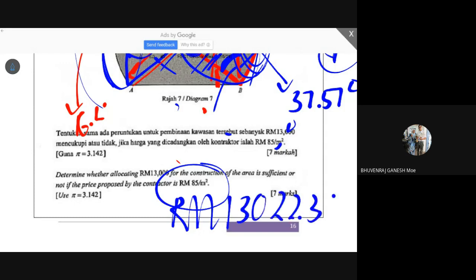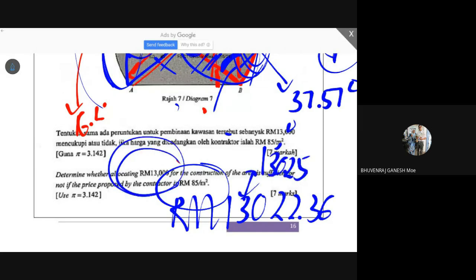130.22. Okay, still accepted, can. Or 130.25 also can. Okay, anything between this still can. Okay, so can, is it yes or no? Is the allocation enough? No, very good. Jumlah yang diperuntukkan tu tak mencukupi, because this one is more than this one.